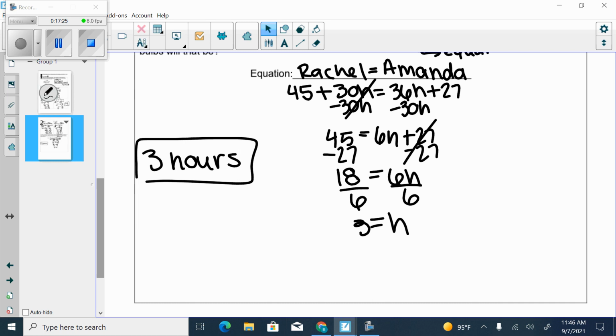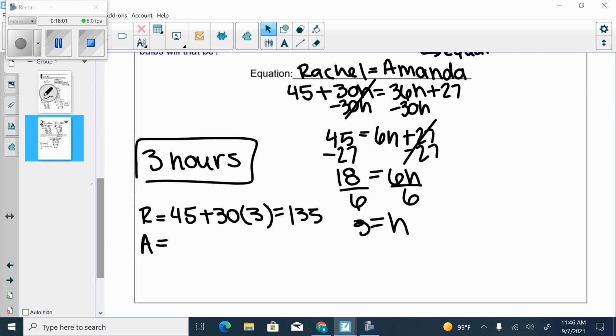Okay. Then they also said, how many bulbs will that be? So what should I do with that 3? Right, I'm going to plug it in. So for Rachel, that would be 45 plus 30 times 3. I had to replace the H with 3. So what is 30 times 3? 90. And what is 90 plus 45? 135. Right?